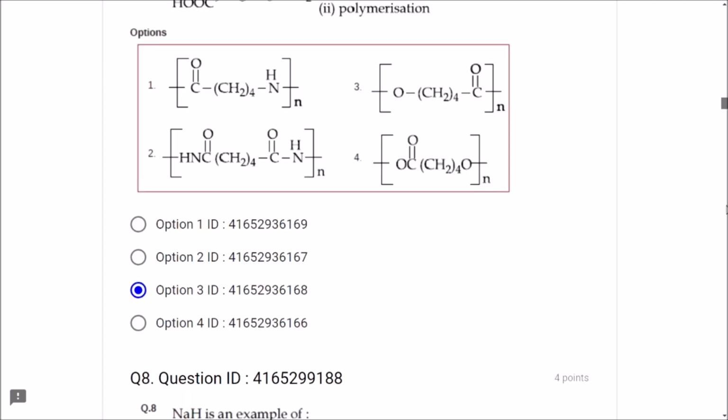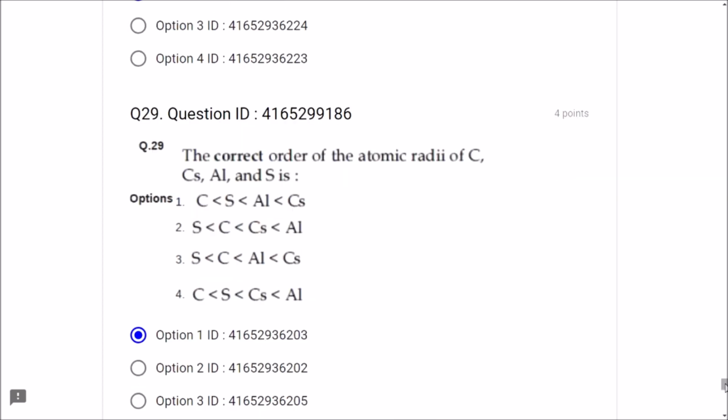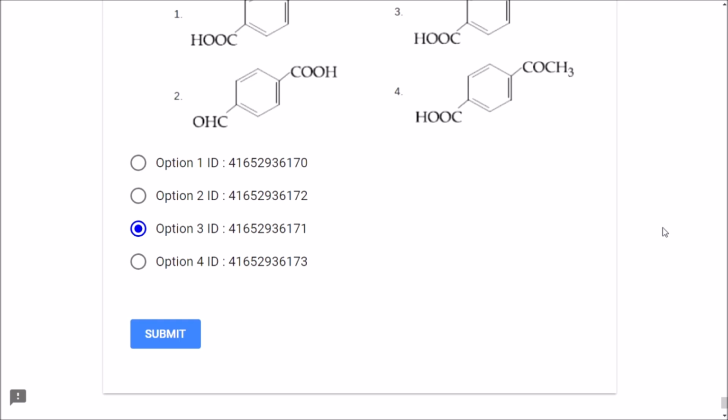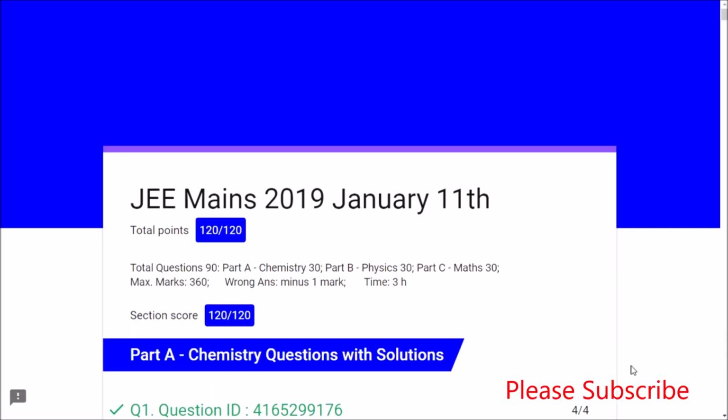Let us submit the question paper. Let us see the score also. In your original exam, there is no chance to view your score, but here I am going to show the score. Students, congratulations, you got all correct answers. You got 120 out of 120.